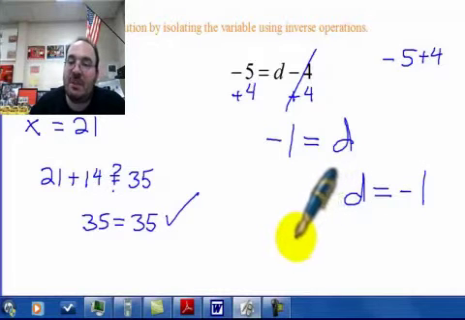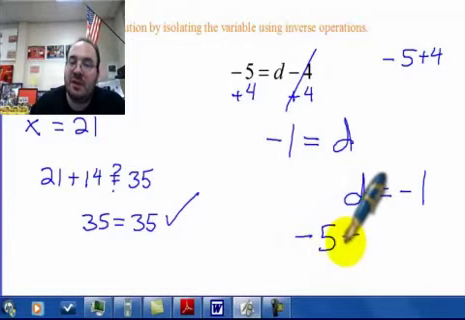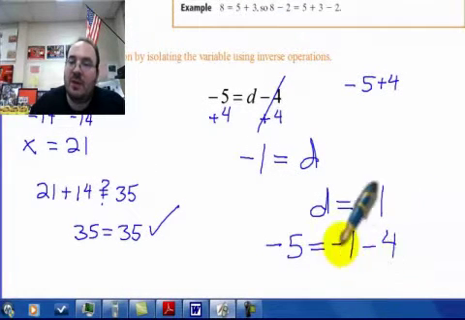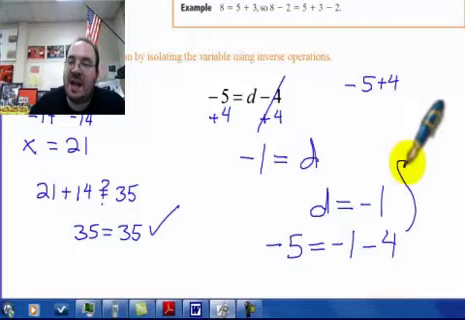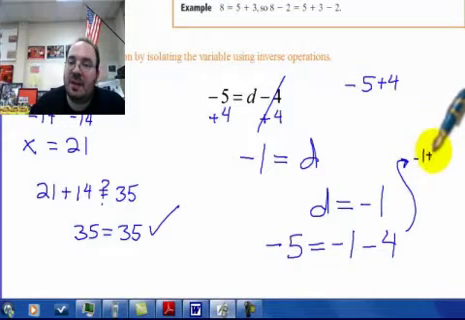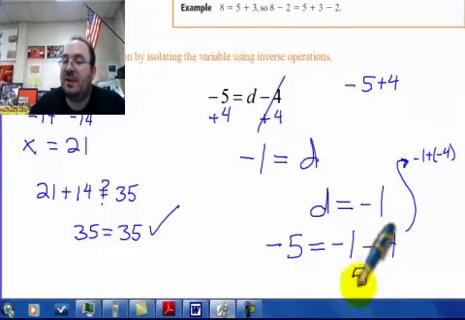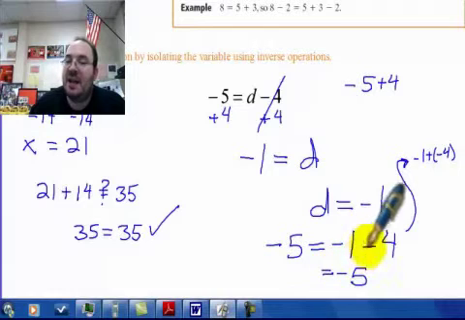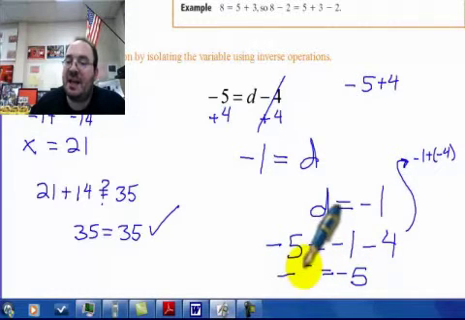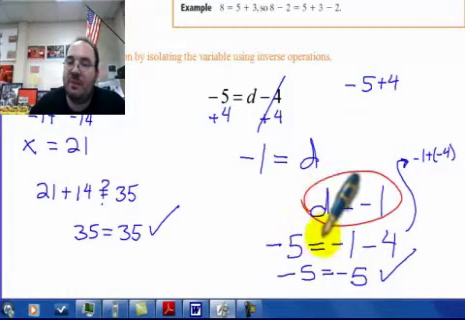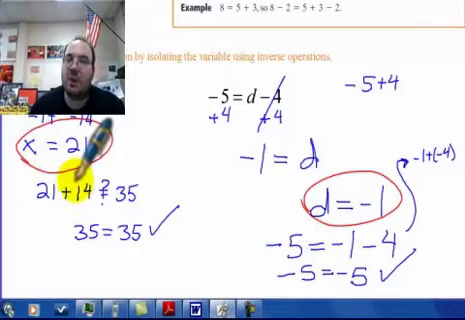Now we want to check this and make sure that it works. So I have negative 1 minus 4. Well, negative 1 minus 4, to check that, you could do negative 1 plus negative 4. You add the opposite. Negative 1 plus negative 4, signs are the same. You add the numbers and keep the sign. And I get negative 5 on one side, and I had negative 5 on the other side. So it checks. So my solution was d equals negative 1. Just like here, my solution was x equals 21.